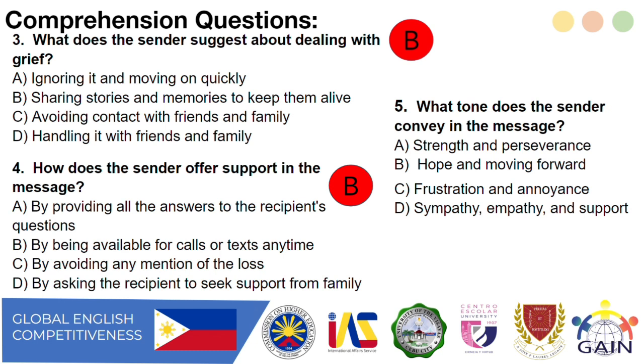day or night." Finally, our number 5, what tone does the sender convey in the message? A. Strength and perseverance. B. Hope and moving forward. C. Frustration and annoyance. D. Sympathy, empathy, and support. Our answer here is letter D. Sympathy, empathy, and support.